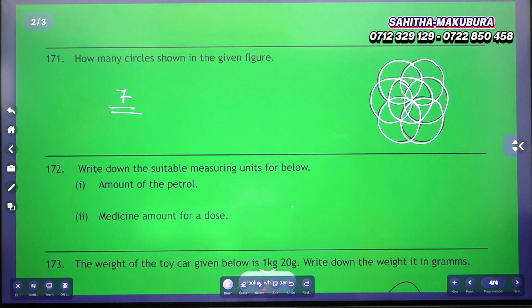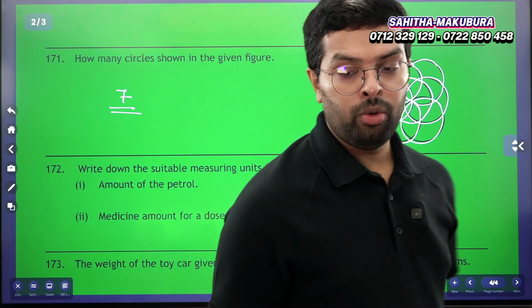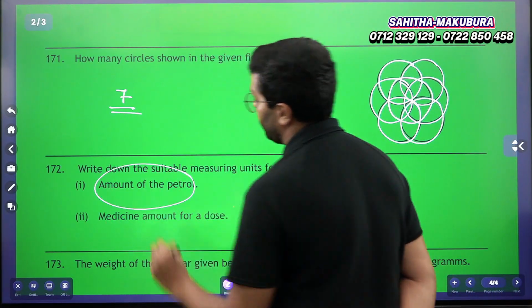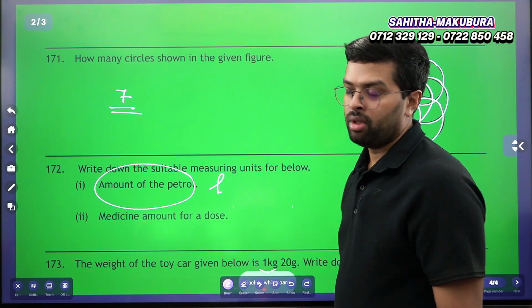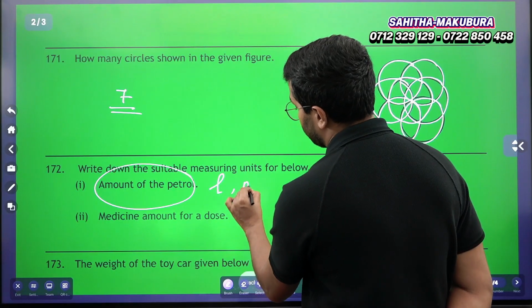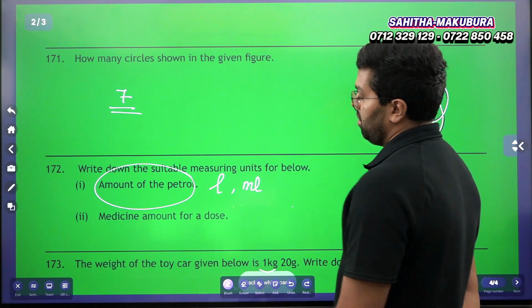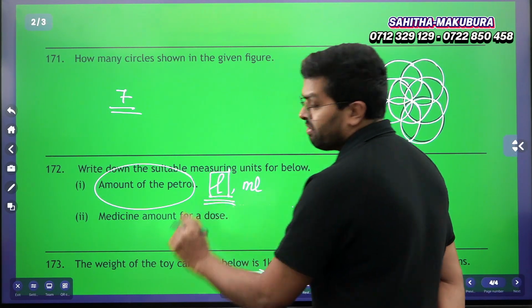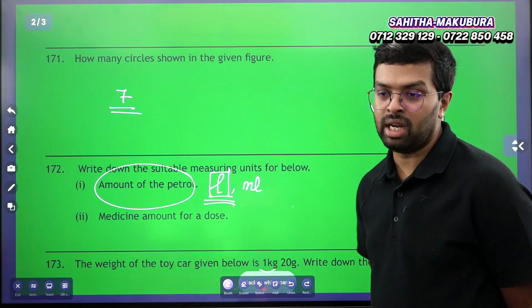Write down the suitable measuring units for below. Amount of the petrol, right? In order to measure some amount of petrol, what is the unit we can use? Yes, most of the time we are using liters. Milliliters also, let's consider it as a correct answer, right? But what I'm suggesting is the liters will be the unit we are using more frequently.